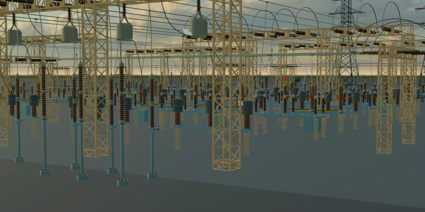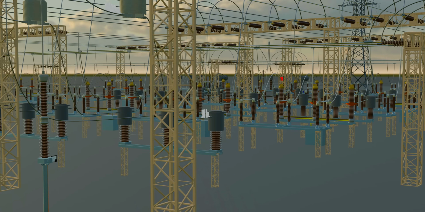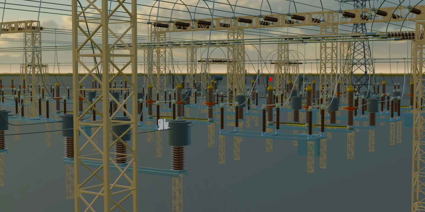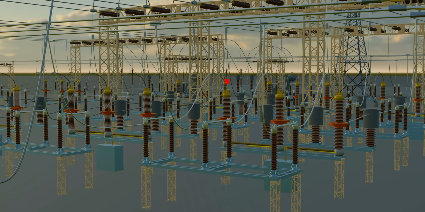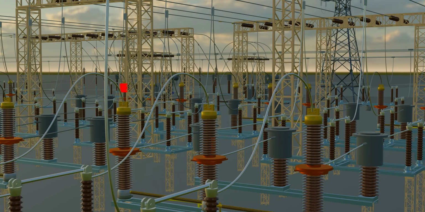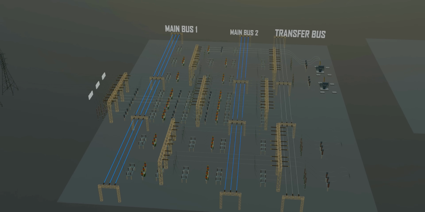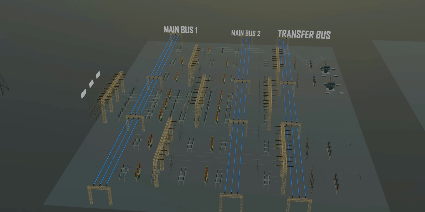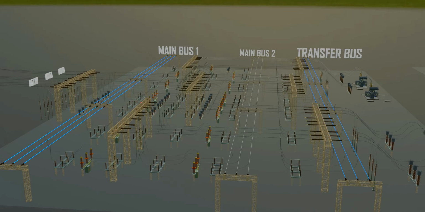From here, we begin exploring the structure of a complex switchyard. It may seem complicated at first, but the equipment and layout generally follow a standard pattern, with only slight variations from place to place. This 440 kV substation contains three main bus bars: main bus 1, main bus 2, and a transfer bus. We'll look at their specific roles shortly, but the core objective is to energize these buses.